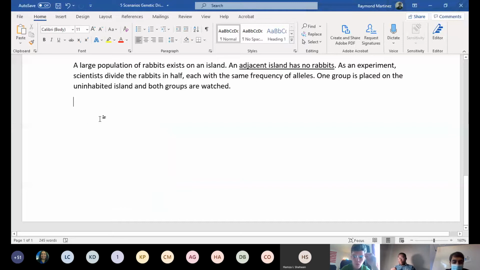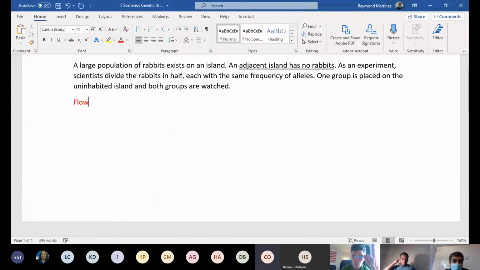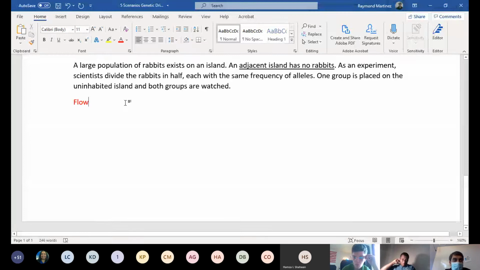I wanted to address that misconception because just because the island doesn't have any rabbits and you're just taking a population and dividing it in half, remember that the rabbit still has to adapt to its environment. It's still flowing into a new area. And so over time, you are going to get new traits.